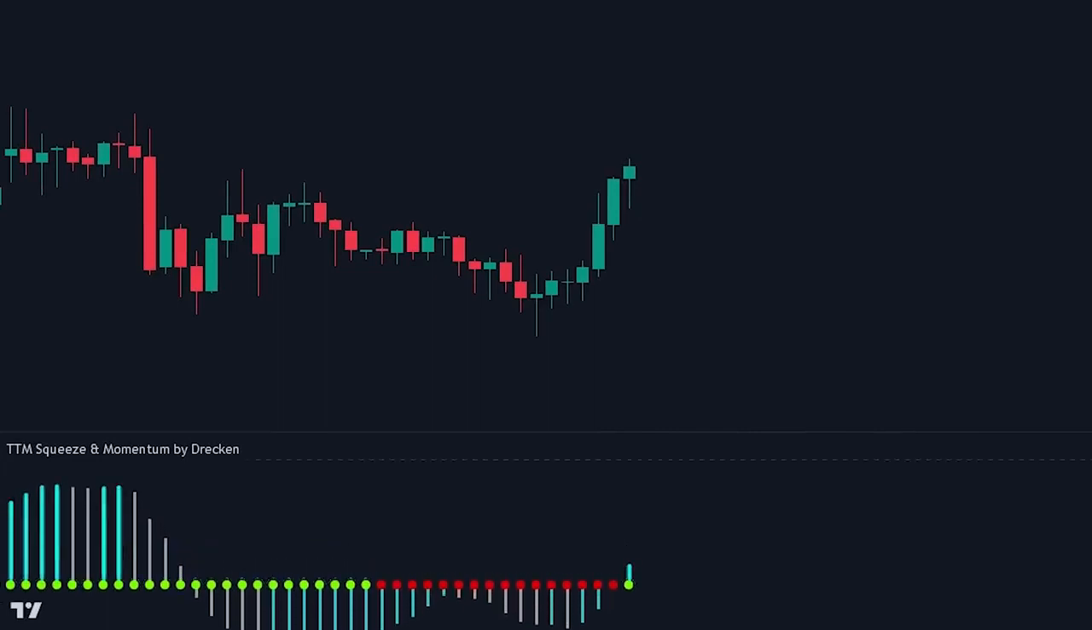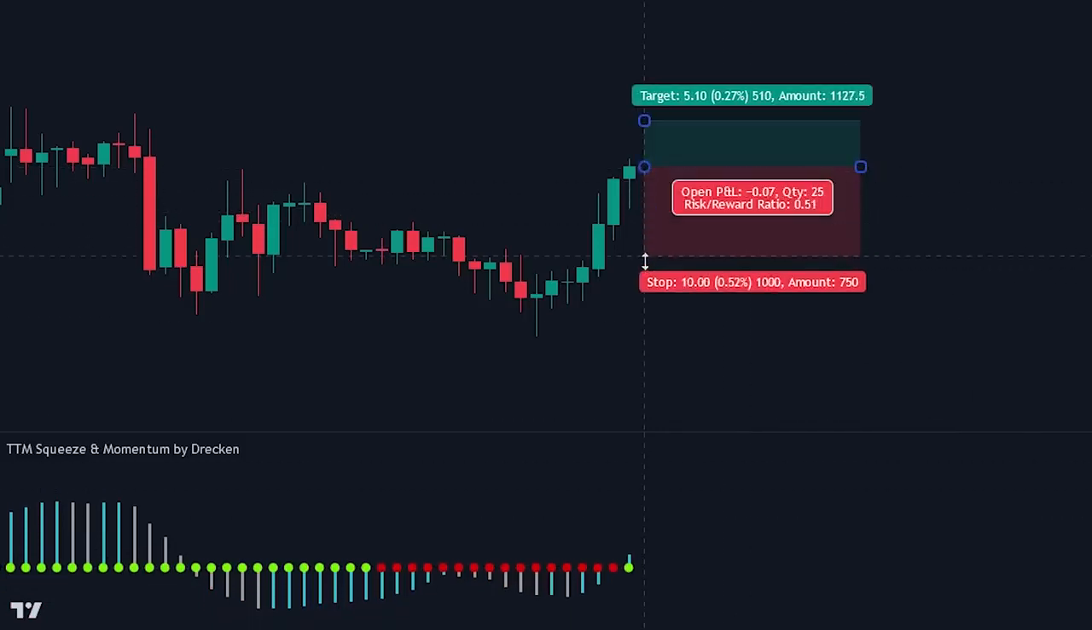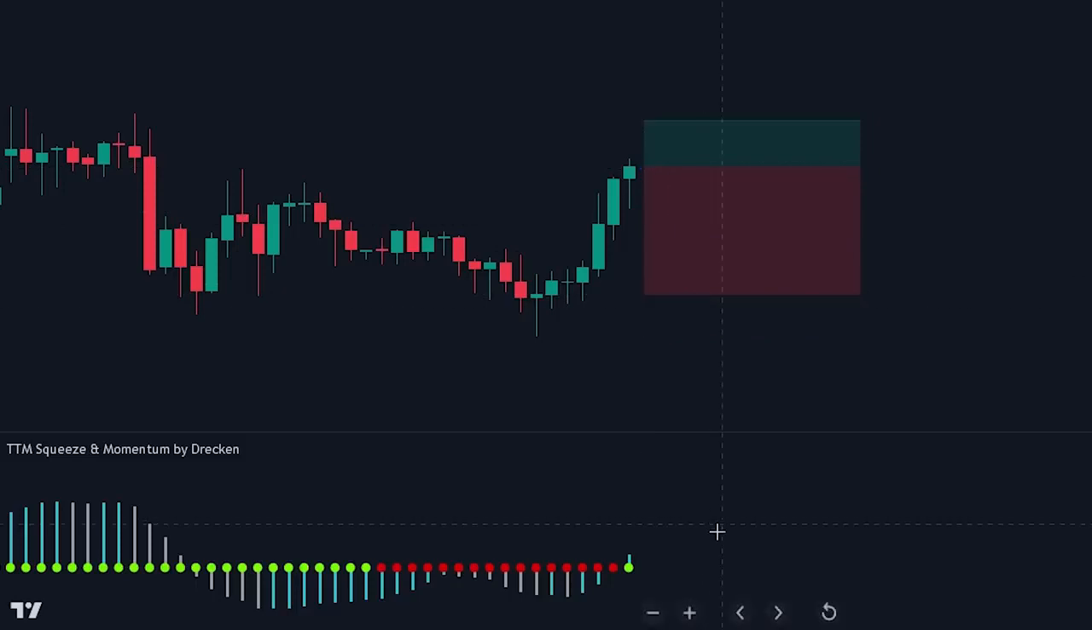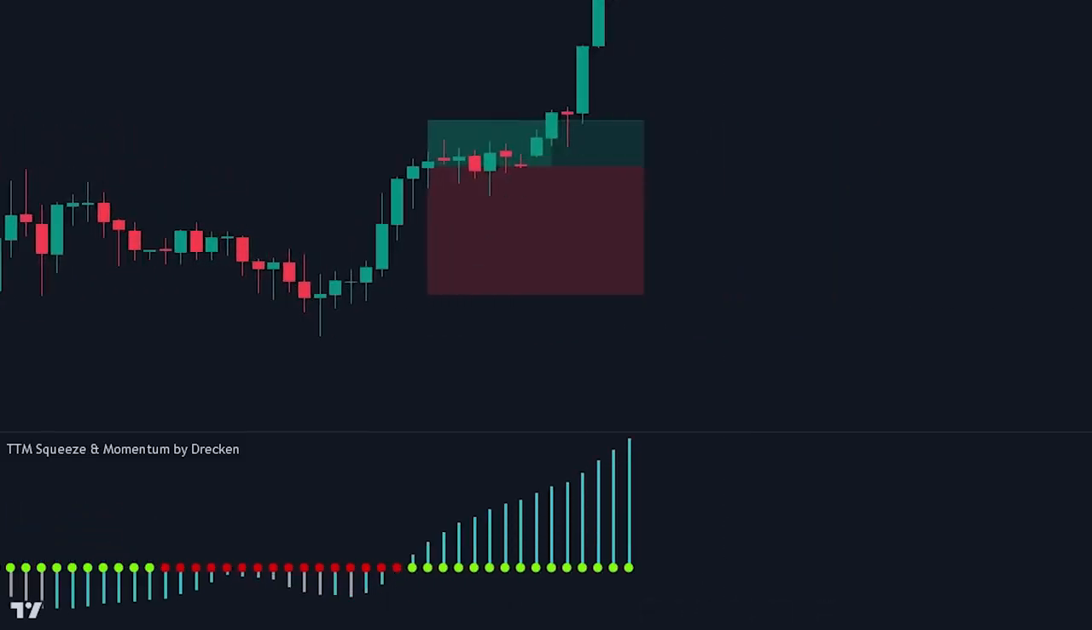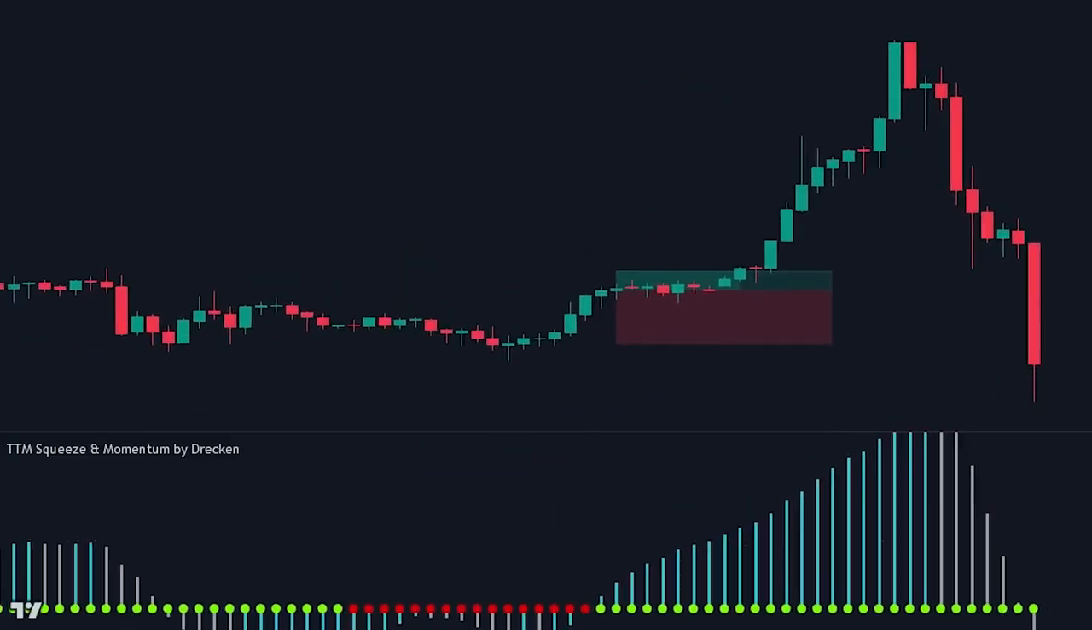If the histogram is blue and above the zero line, it indicates that bullish momentum is entering the market. However, if the histogram is gray and below the zero line, it shows us that bearish momentum is entering the market. In this case, we can see that the histogram is blue. So let's enter into a long position. We will be placing the stop loss at the recent swing low. Now let's see how the trade plays out. We will be exiting the position once we see that the bullish momentum starts decreasing.